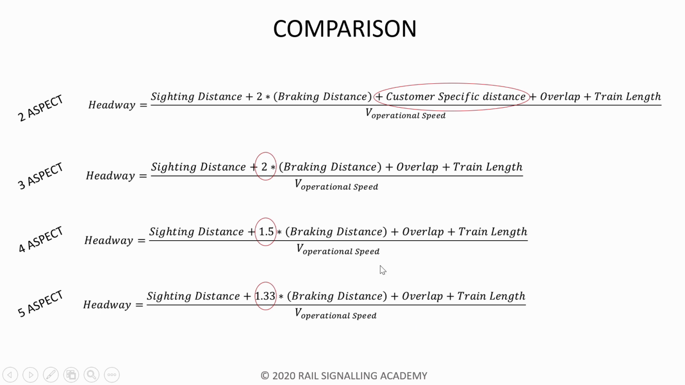We discussed this in all the slides, but this is just a snapshot. When you upgrade from 2 aspect to 3 aspect signaling, you'll see that this customer specific distance goes away. But then after 3 aspect, when you go to 4 aspect, this number changes from 2 to 1.5. Then this number drops to 1.33. All of these have an effect that the headway starts getting better and better. And by better, I mean it starts reducing. The headway is now smaller, so you can have trains running closer to each other.